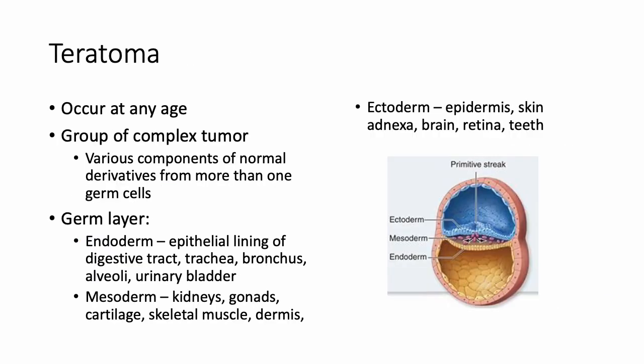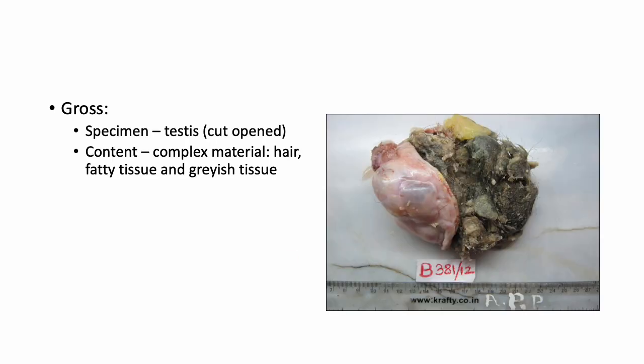And next is the teratoma. Teratoma, again, is not normal, but it's almost the same as its counterpart in the ovary. It is a complex tumor with various components of normal derivatives from more than one germ cell layer. You need to see two or more. You should see tissue arising from the endoderm, mesoderm, or ectoderm. I won't go into detail. You can have a look, and it's almost the same as the ovary counterpart.